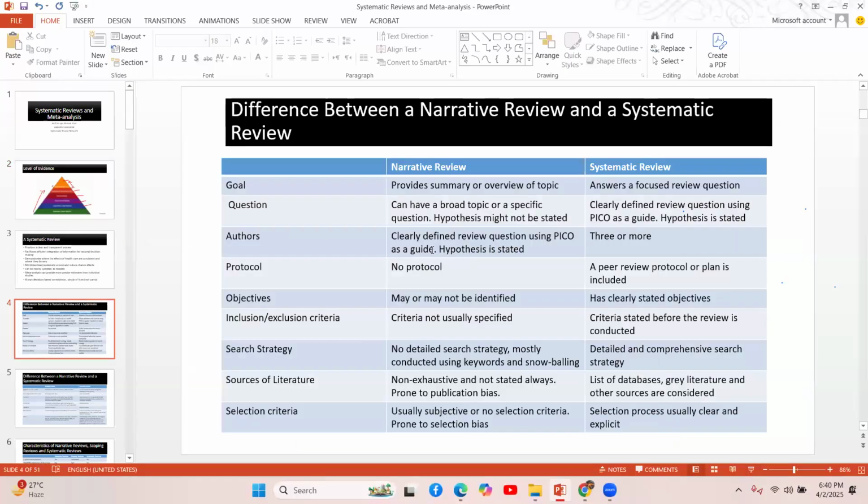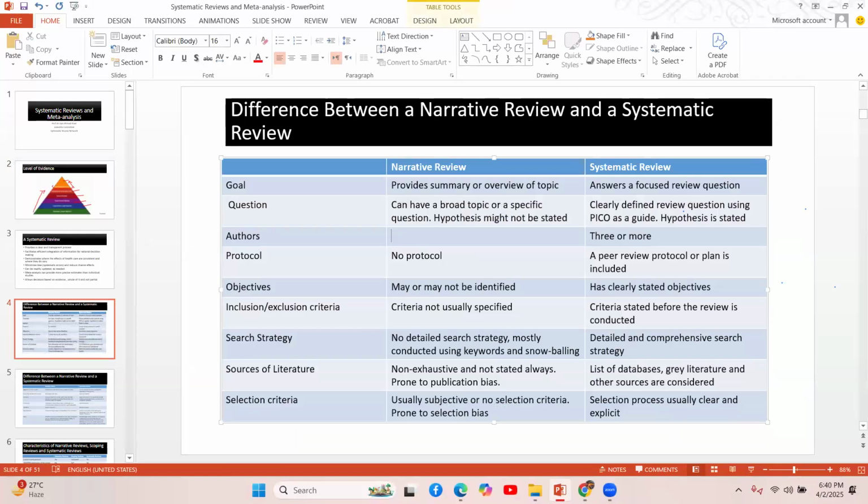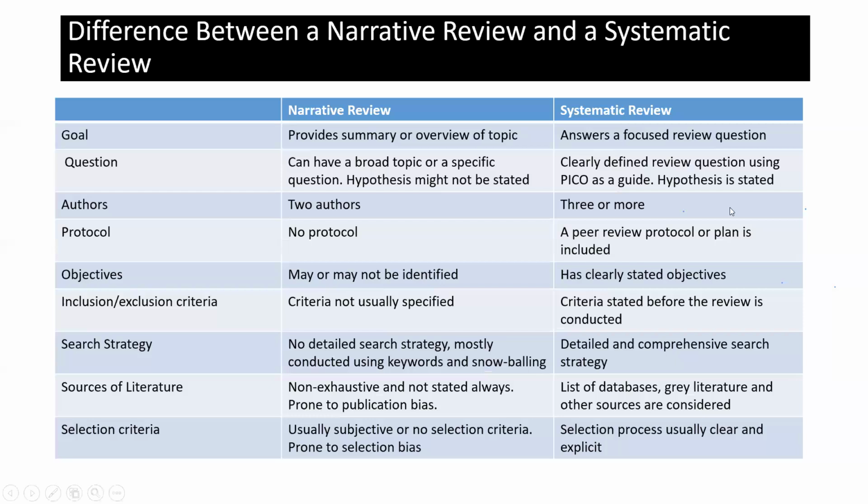I have to remove this one because this one is not correct. There are 2 authors at maximum, and there can be 1 or 2. But in a systematic review, you have 3 or more authors.